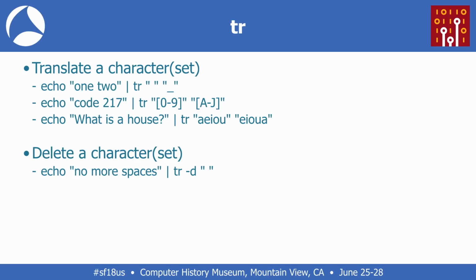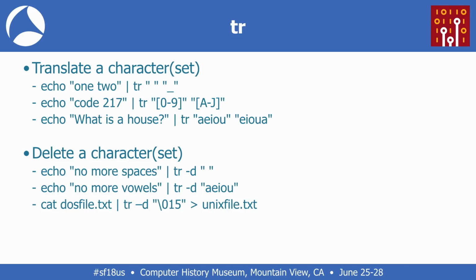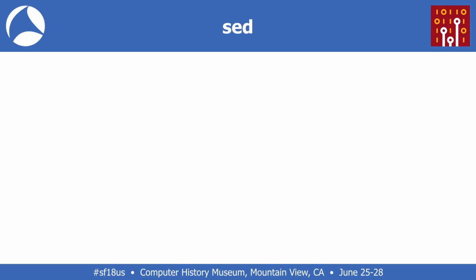The deletion is the most useful, I think, because I often have a file in which there are DOS carriage returns. I delete them with tr, like this. And then there's sed. I do this very quickly because you can read the man pages, and I want to get to the examples that really do something with the output.